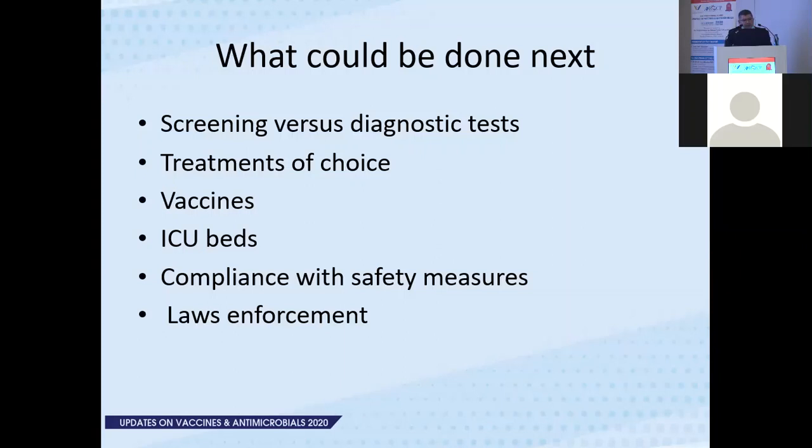It will be cheaper and more sensitive than the PCR, especially the PCR used in the nasopharyngeal swab, with a sensitivity of 50 to 70%. Treatment choice: actually, the number of cases is increasing. We need to be prepared.